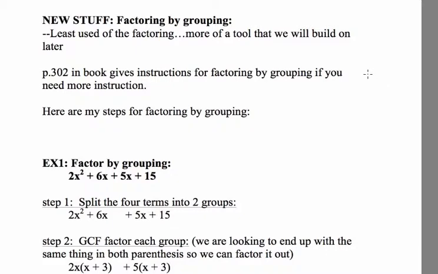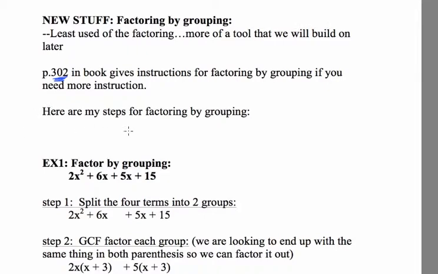The new stuff that we're going to learn today is called factoring by grouping. It's probably the least used factoring that we'll use. It's more of a tool that we will use later in a different kind of factoring. Page 302 in the book gives instructions for factoring by grouping if you need more help.